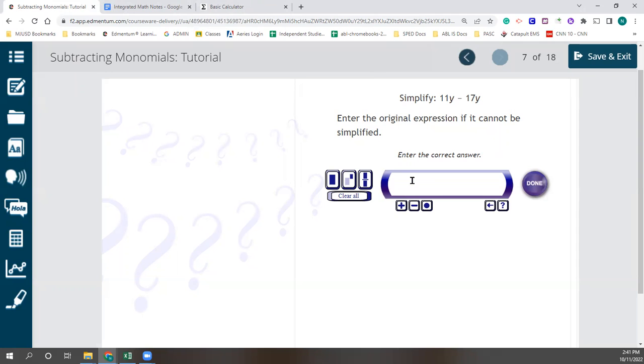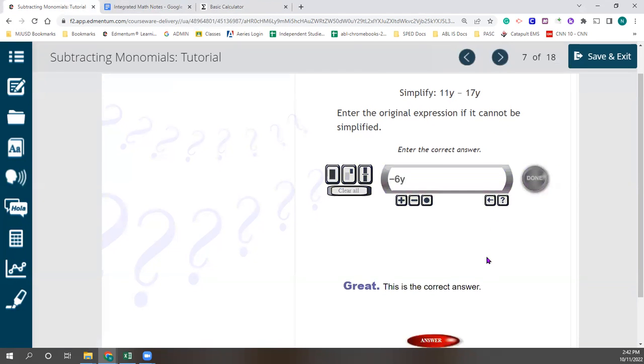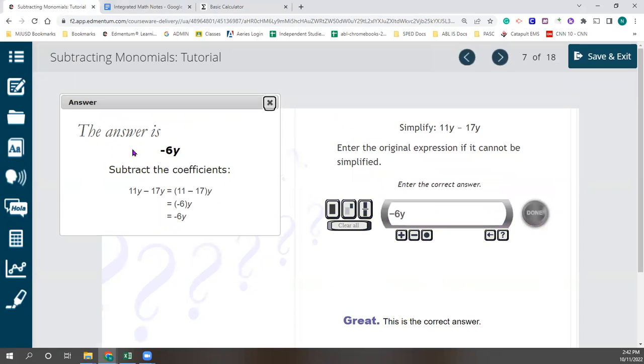So negative 6, the variable is y. There's no exponents, hit done, correct answer. Remember, you can always click this to double check. And it's nice to remember the terms. Subtract the coefficients. This number, the negative 6, is the coefficient. 11, 17, those are coefficients.